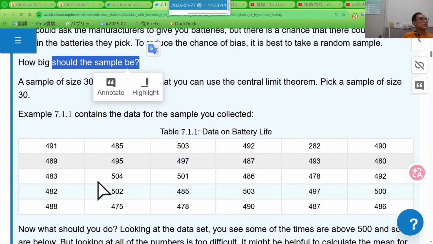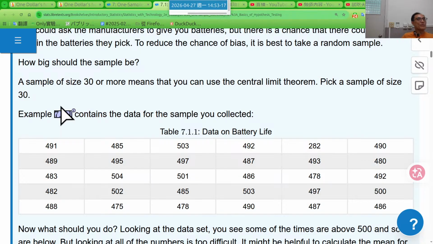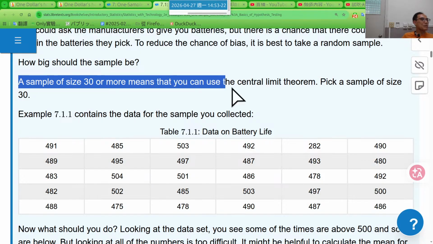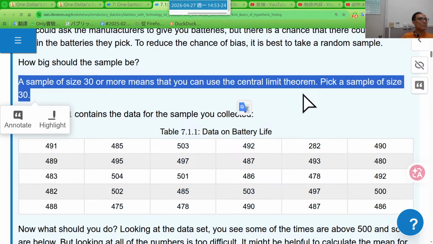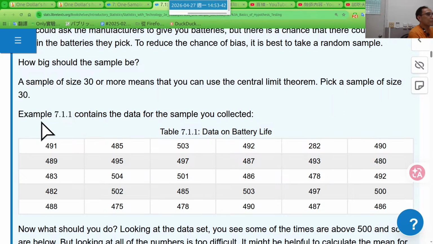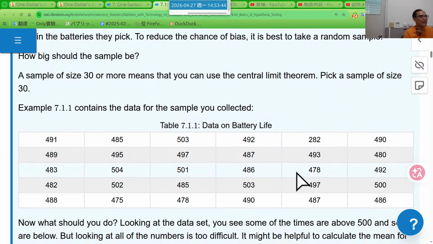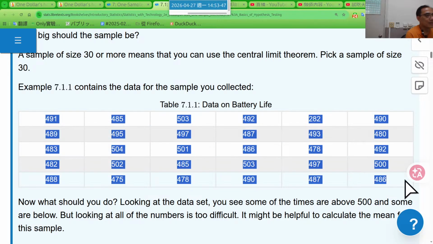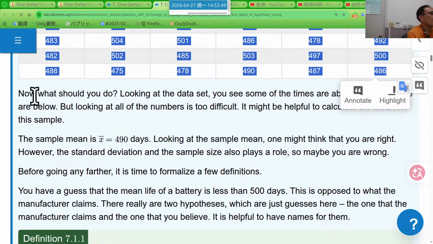Generally speaking, as we previously discussed, a sample size of 30 or more means you can use the central limit theorem. Do you need to review the definition of the central limit theorem? Just in one sentence: when the sample size is increasing, the mean and the standard deviation are closer to the population values. Okay, pick up a sample of size 30, like this one. Then what do you do?